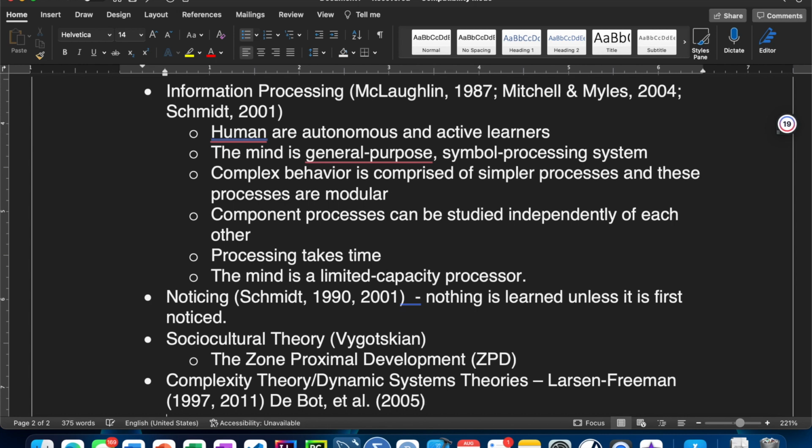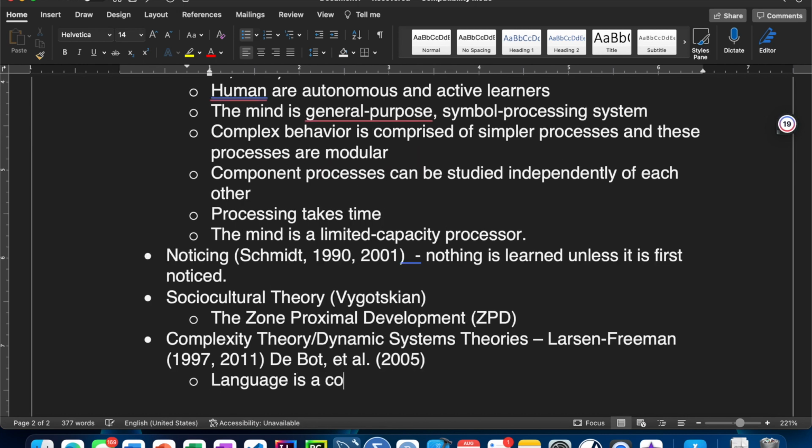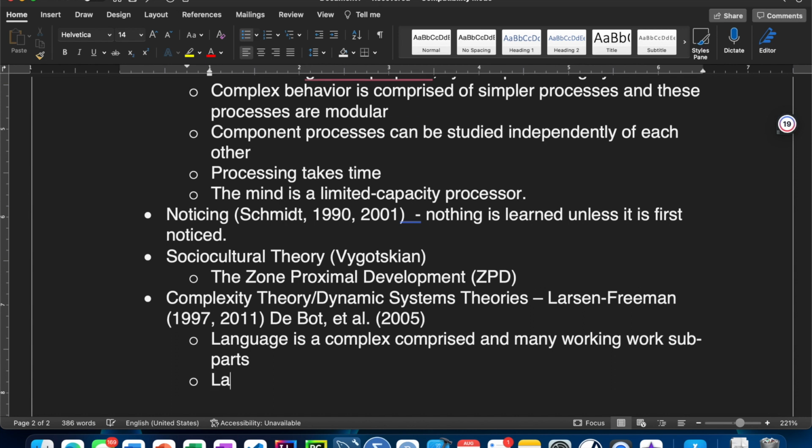Right. And so basically what this says is that, one, language is a complex system comprised of many working parts, right? And that the relationship between these different subparts is also complex. And additionally, that language, and of course its subsystems, is a dynamic system. So that is, they change over time and they change across context, right?